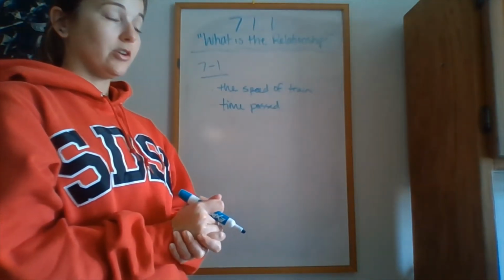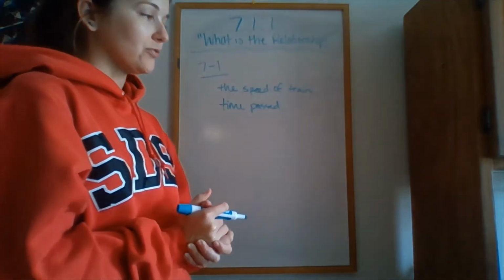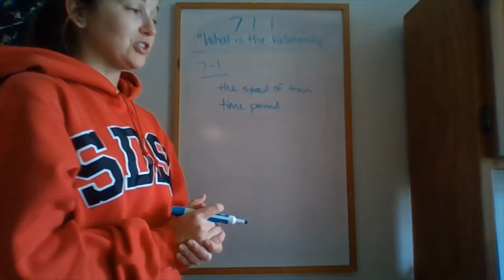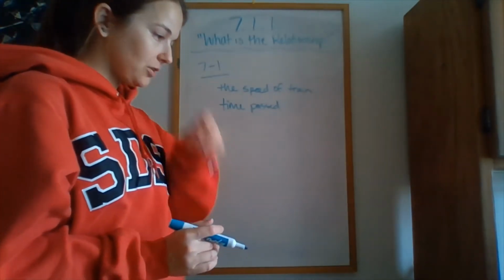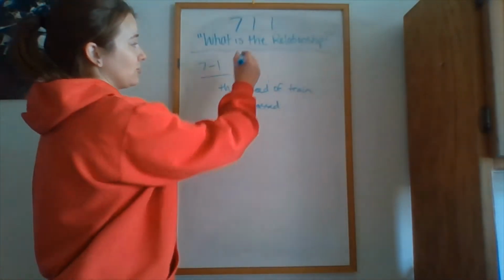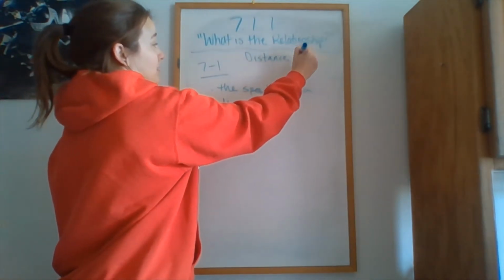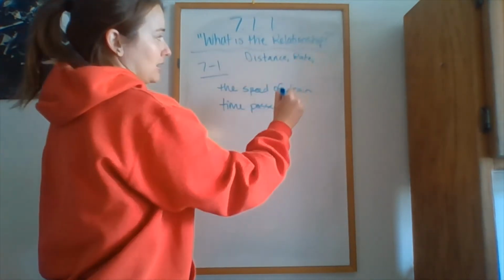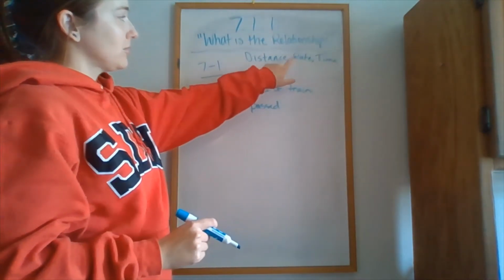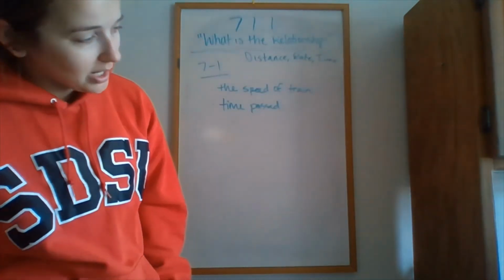If you have another idea, you can put that on your paper. But that's really all you had to do for 7-1, is just, how can you figure out where the train is? What information would help him to figure it out? Okay, this is kind of just getting us into the whole concept of distance, rate, and time. So distance, rate is just like the speed, and time is, of course, just time.